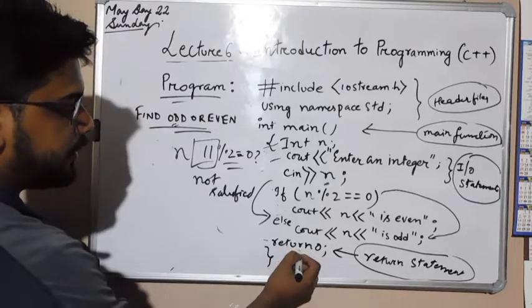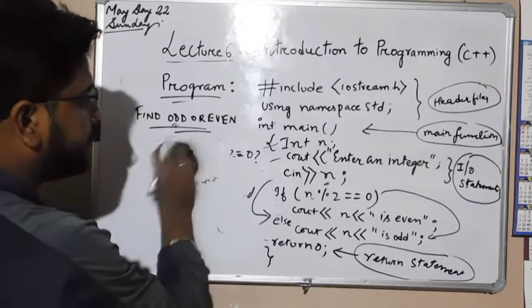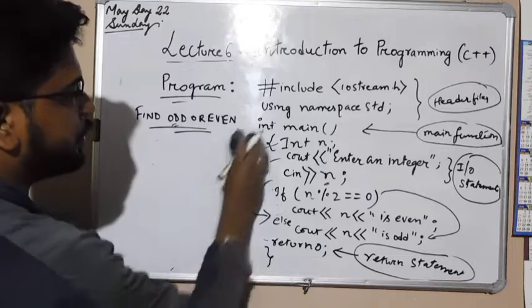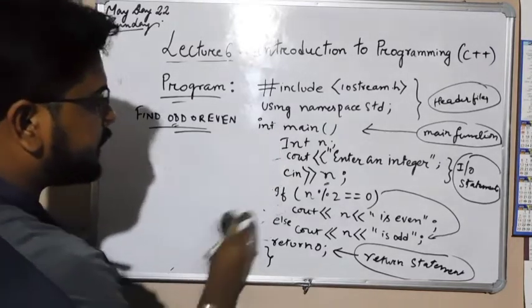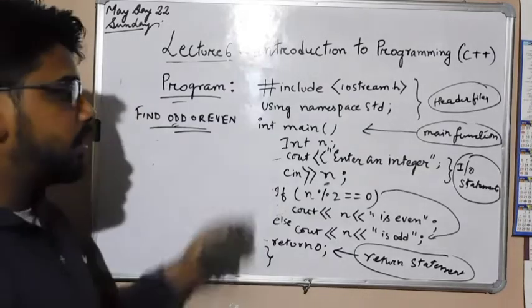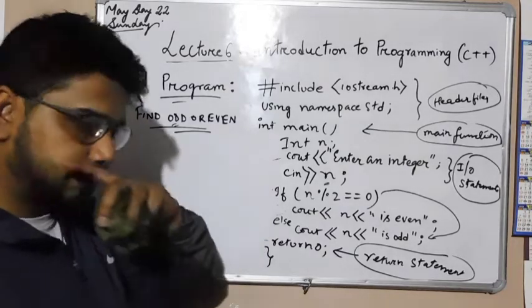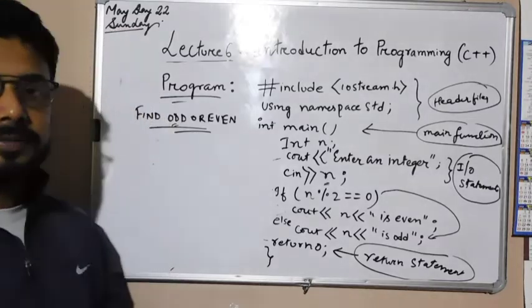And lastly, you have the return statement to tell the main function. So as I told in my previous video, what is the return statement? The return statement is written to indicate to the main function that the program execution was successful.